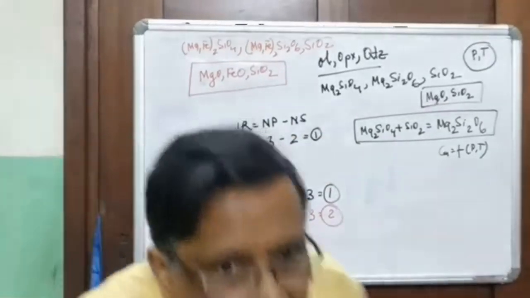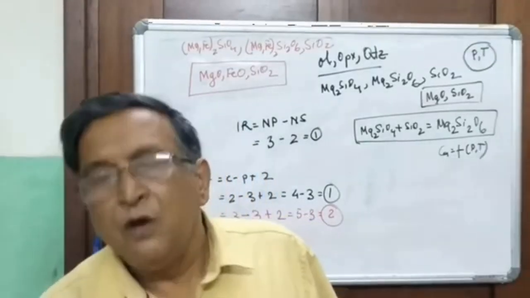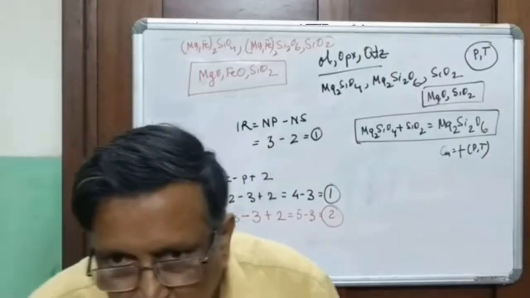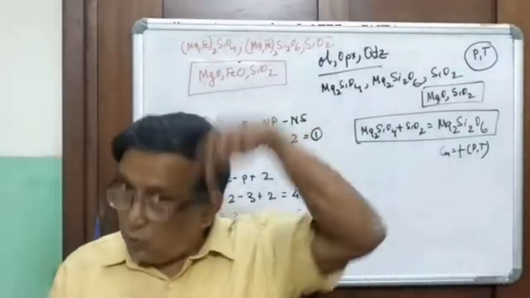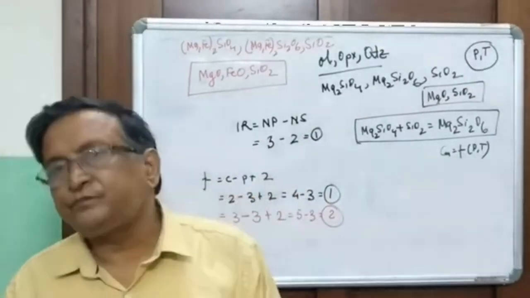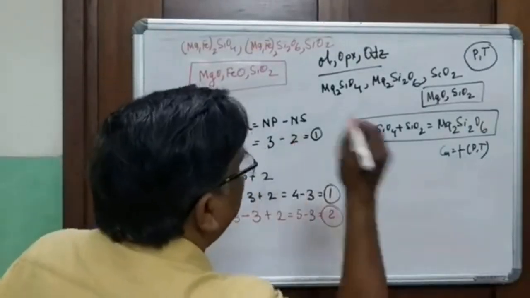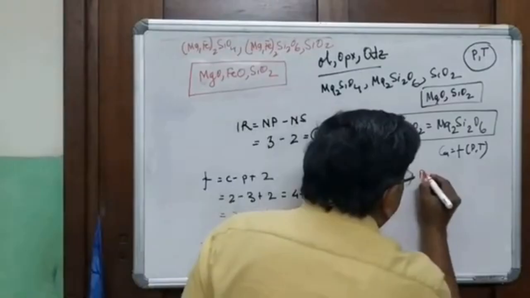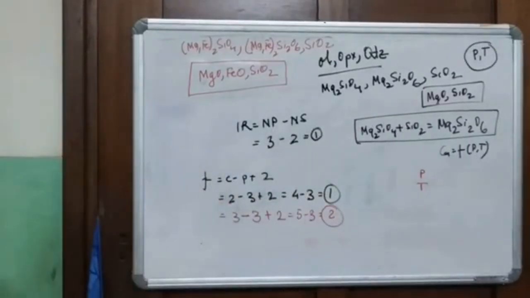Now, the question: what are the metamorphic variables? What are the variables that we're looking for? As I told you before also, pressure and temperature are two variables. So let's write it down here: pressure and temperature. These are the two metamorphic variables.